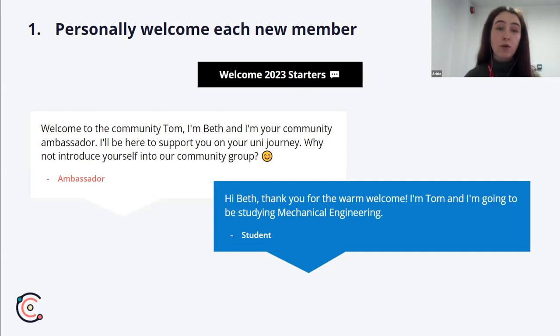They can't, but batch welcoming does work as well. Just someone there, so the students know that there is someone on hand that they can get in touch with. Especially having open-ended questions at the end of this example, like why not introduce yourself to the community, giving the students a bit of a nudge and a prompt in ways that they can engage, and just opening up that dialogue is really important.